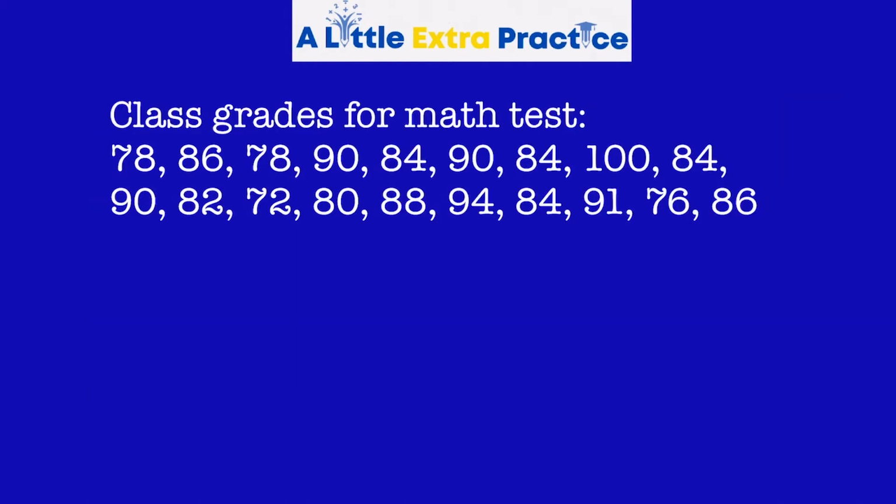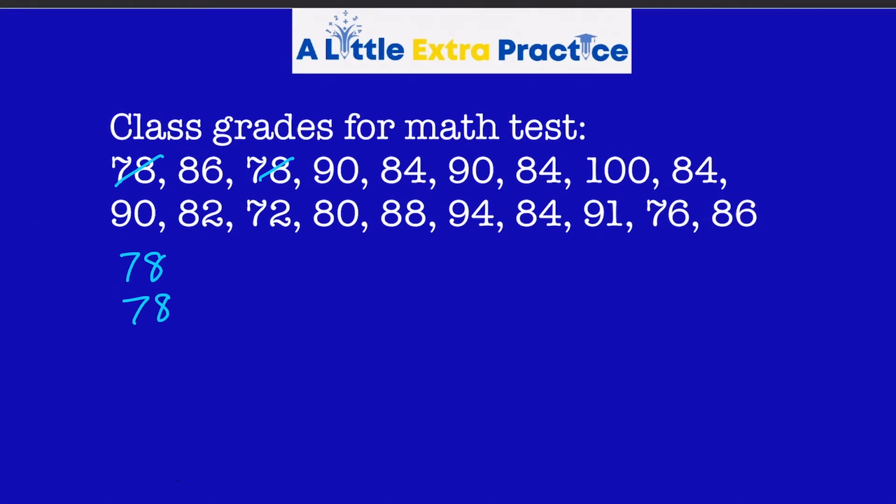This is the class grades for a recent math test. Our job is to find the mode, or the most common score, for the kids. So what I'm going to do is write down the numbers. I'm going to group them, and as I write them down, I'm going to cross them off. There's two 78s. I don't see any other 78.